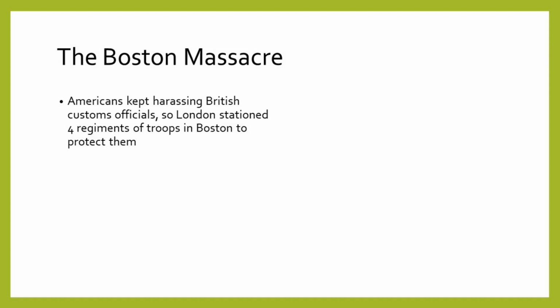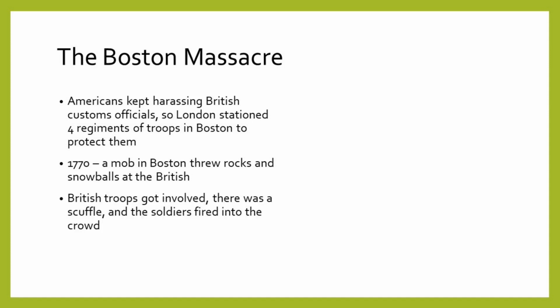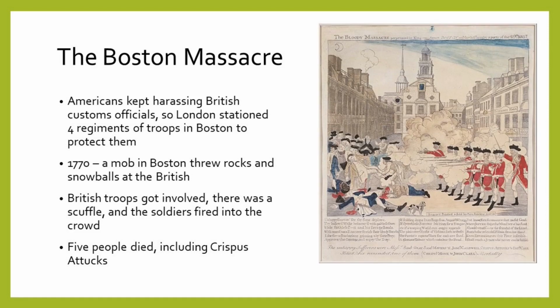Harassment of customs officials in Boston got so bad that the British had to station 4 regiments of troops there to protect them. The situation was already tense in Boston because of unfavorable economic conditions, and the soldiers only served to inflame the situation. In March of 1770, a group of Americans began hurling snowballs and rocks at the sentries at the customs house. A few British troops assembled in front of the customs house to protect it. It's not entirely clear what happened next, but there was a scuffle and the Redcoats fired into the crowd, killing 5 people, including a mixed-race sailor named Crispus Attucks. This event came to be known as the Boston Massacre, and it would serve as a symbol of British tyranny in the years to come.